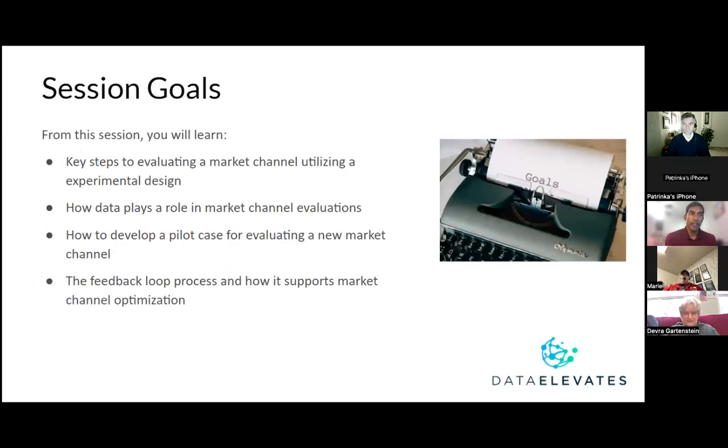So our goals for today: key steps to evaluate a market channel utilizing experimental design. We'll talk about what that actually means in a second.